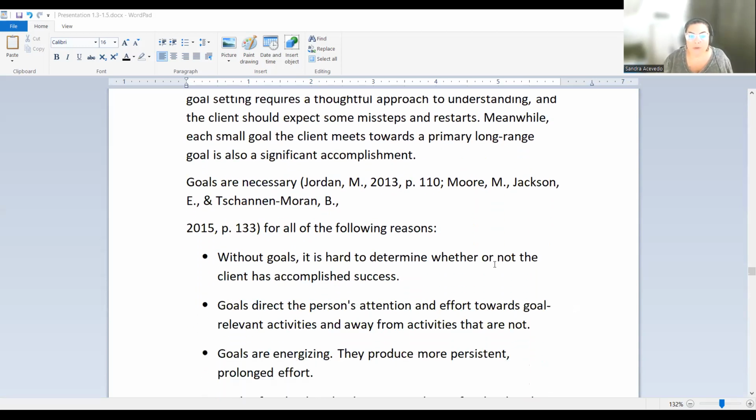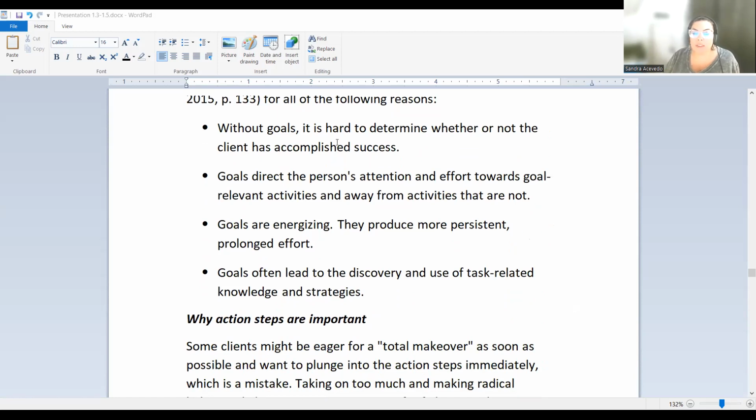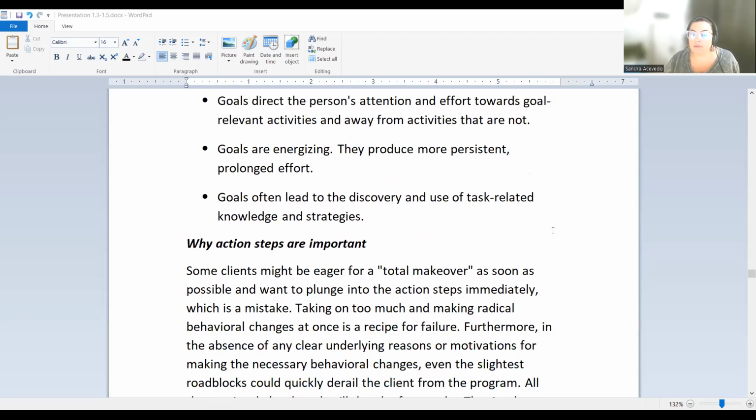Goals are necessary for all the following reasons. Without goals, it is hard to determine whether or not the client has accomplished success. Goals direct the person's attention and effort towards goal-relevant activities and away from activities that are not. Goals are energizing. They produce more persistent, prolonged effort. And goals often lead to discovery and use of task-related knowledge and strategies.